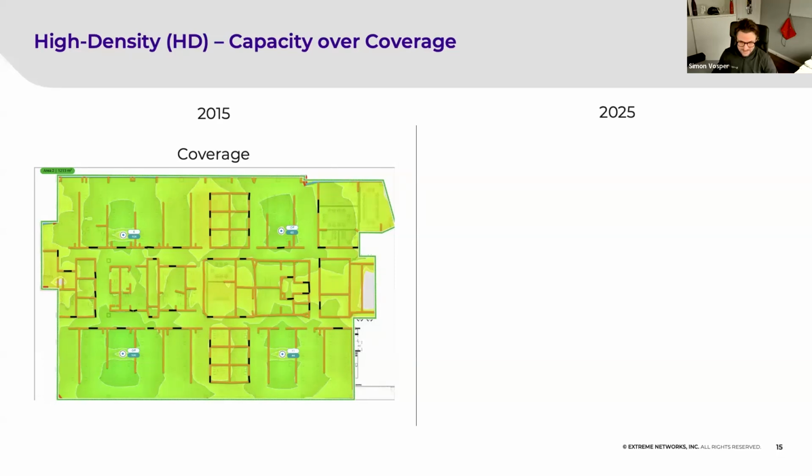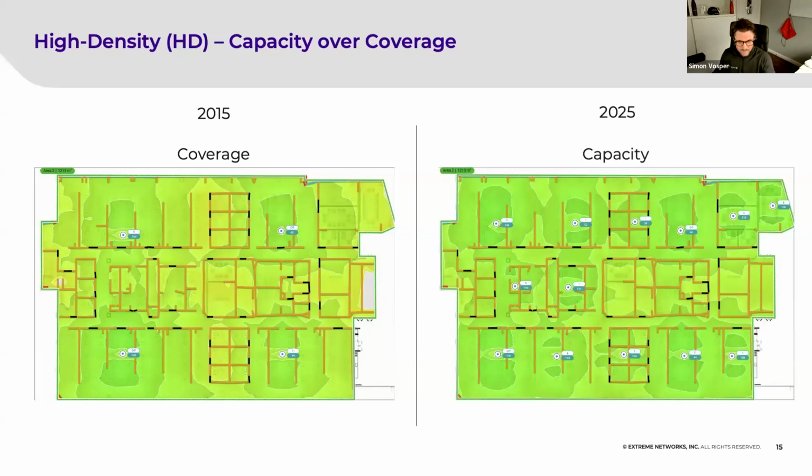Today, what we might see in the same type of office environment would look kind of different, and that's because we're planning for capacity rather than just RF coverage. And to Chris's point and sort of how we define high density, you see it in office spaces now.